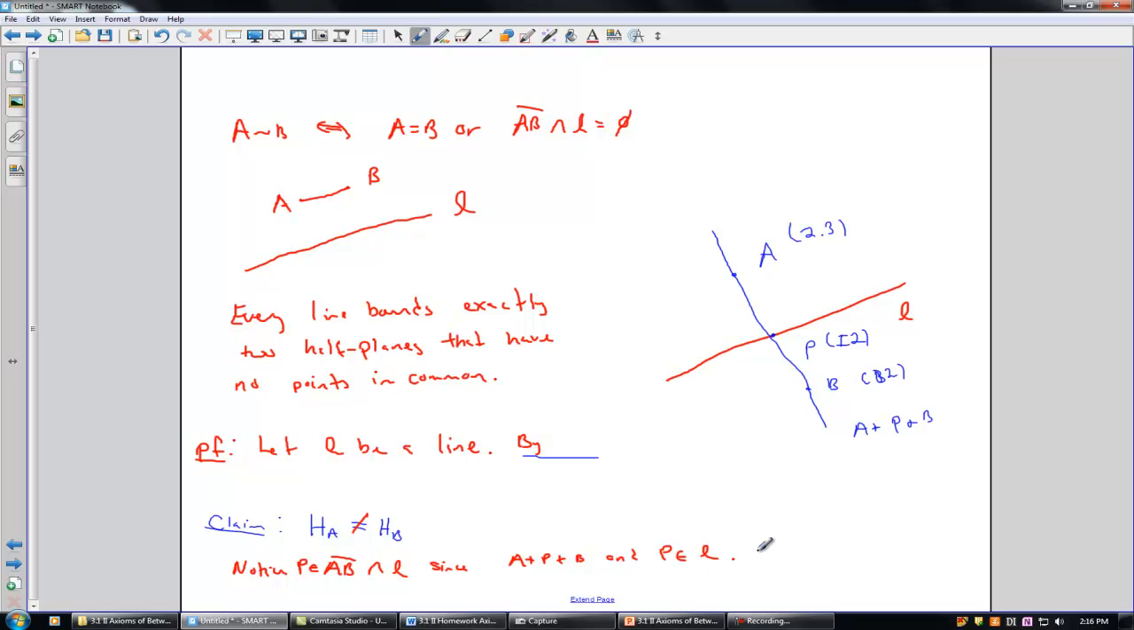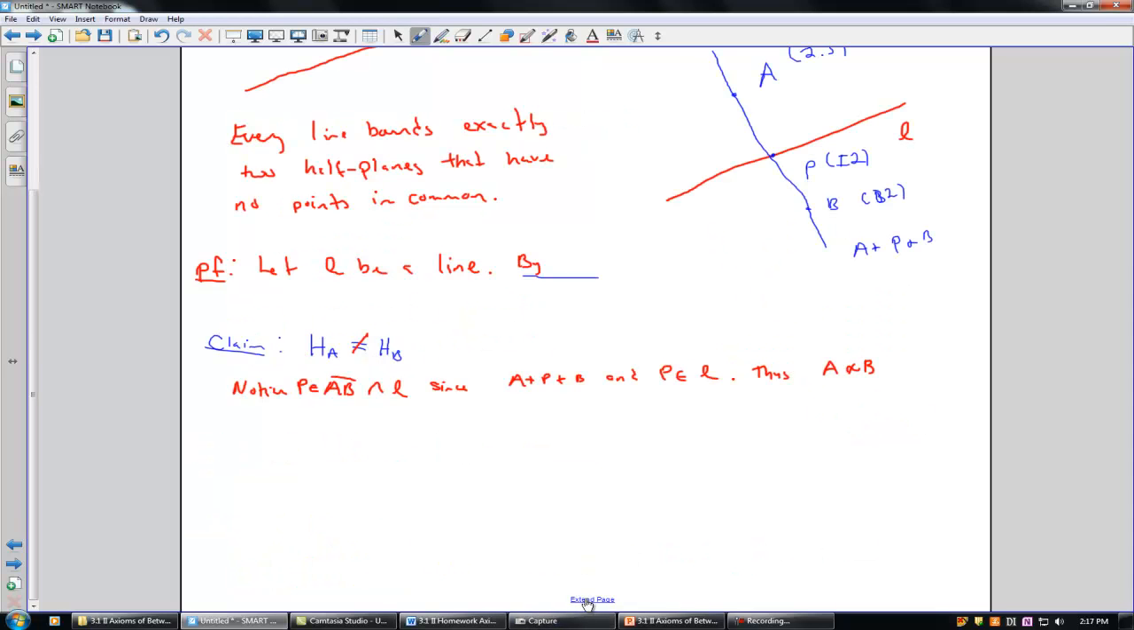So notice this, thus A is not on the same side as B. So I drew the equivalence relation with a slash through it. And so that tells me that the equivalence classes are not equal. So thus, hence, HA is not equal to HB. And I also know, as sort of a little freebie, the equivalence classes are disjoint, so HA intersect HB is equal to the empty set, since they are equivalence classes.